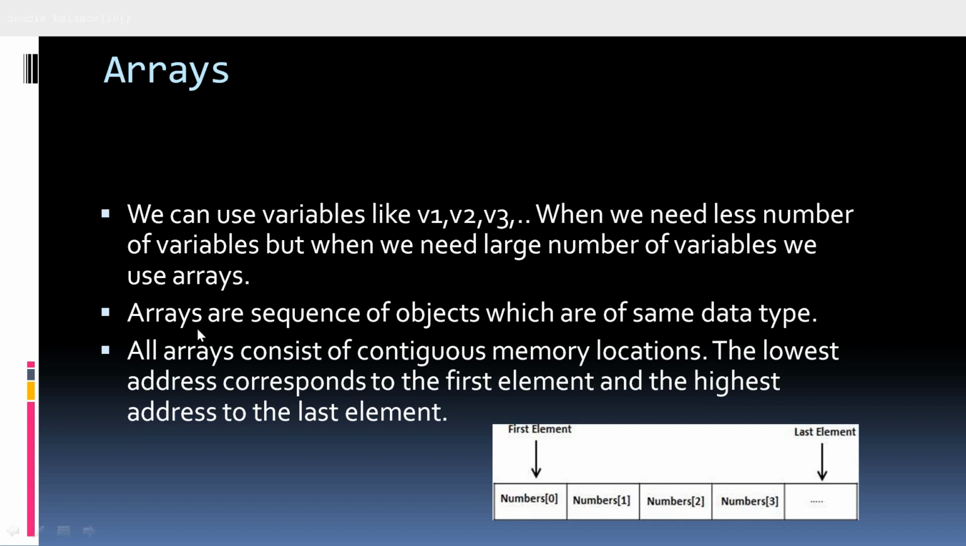Next, we see the array. An array is a sequence of objects which are of the same data type, which we generally see as a set of memory locations, in which we locate the same data type of values. And in an array, the lowest address corresponds to the first element, and the highest address corresponds to the last element.